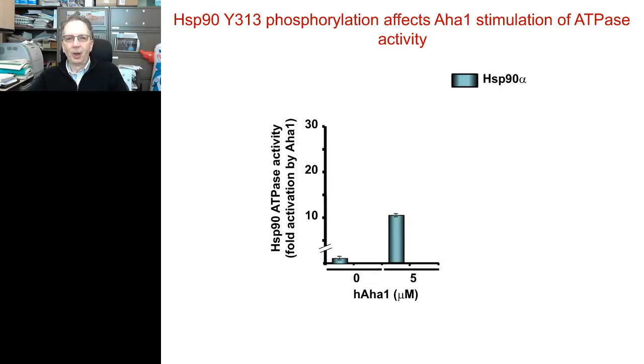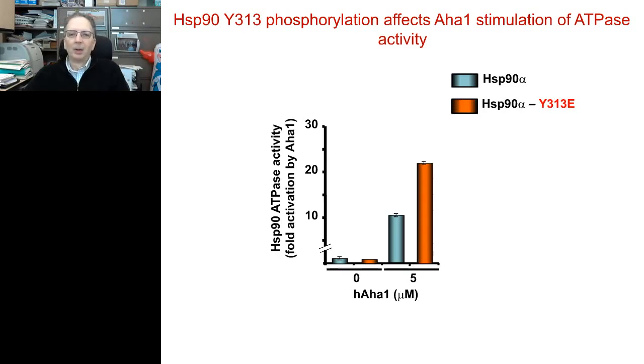To confirm that AHA1 is better able to increase the ATPase activity of phospho Y313 HSP90, we go back to purified protein data here, showing that AHA1 is more potently able to stimulate the ATPase activity of equal amounts of Y313E HSP90 compared to wild-type HSP90, demonstrating again that phospho Y313 HSP90 is likely to be much more readily activated in terms of its ATPase activity as a consequence of recruiting AHA1 to the complex of chaperones.